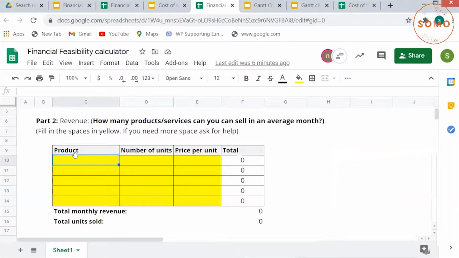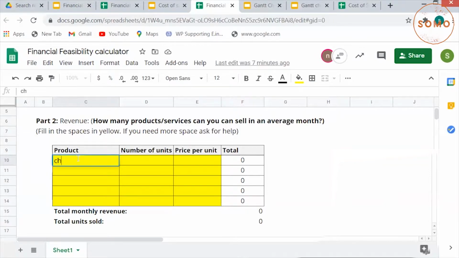The most important question we're asking ourselves here is, how many products or services can you sell in a month? In the case of Sarah's business, she is planning to sell 1,000 chapatis at the end of the month. So how much in terms of revenue will she be able to generate out of the sale of 1,000 chapatis? In that case, we'll now come to our revenue table and fill it up.